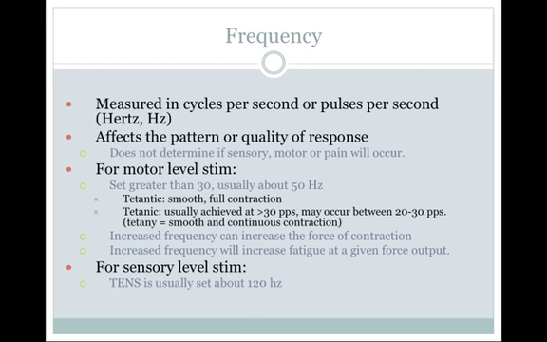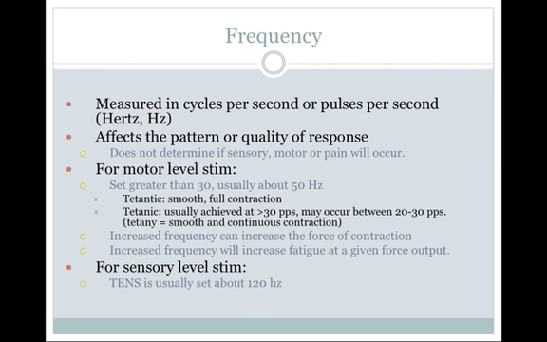Okay, so something else that we can vary is the frequency. Frequency is typically measured in cycles per second or pulses per second and has the abbreviation Hz for hertz. When we change the frequency, we're affecting the pattern or quality of the response. It doesn't have anything to do with whether we're going to have a sensory or motor or pain response. It's just going to do various things.